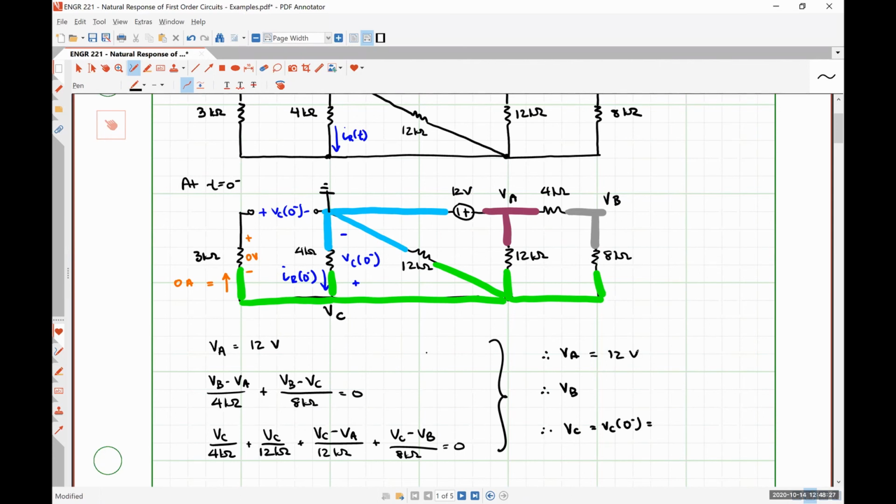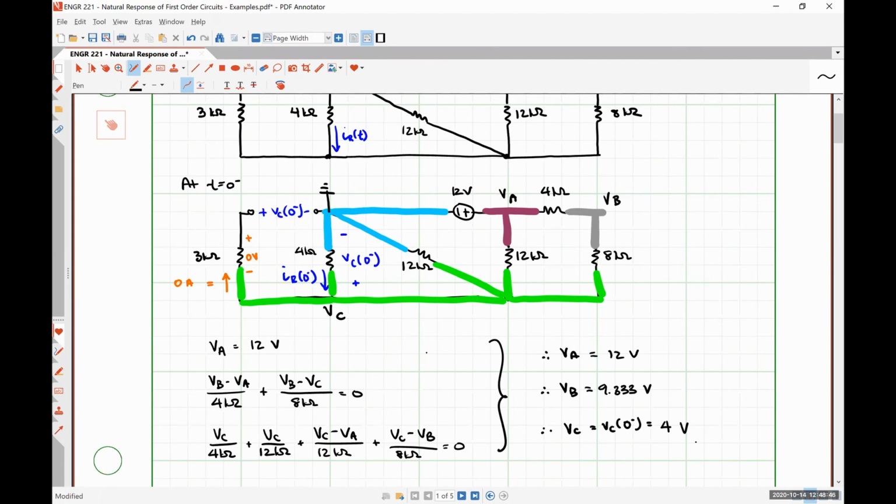I get 12 volts, 9.333 volts, and lastly, VC as 4 volts. Anybody else get similar results?